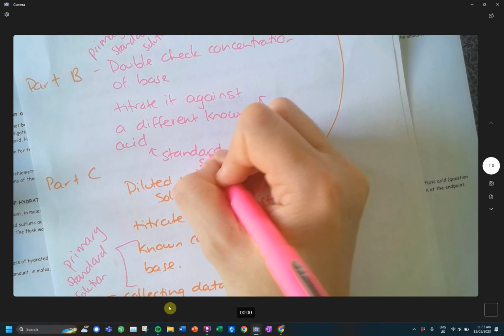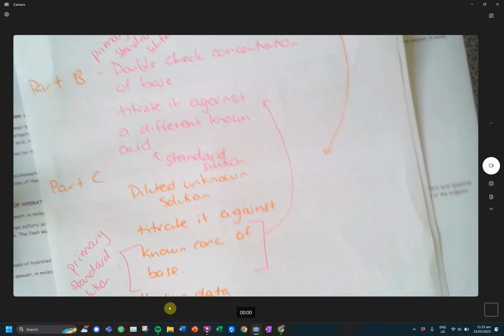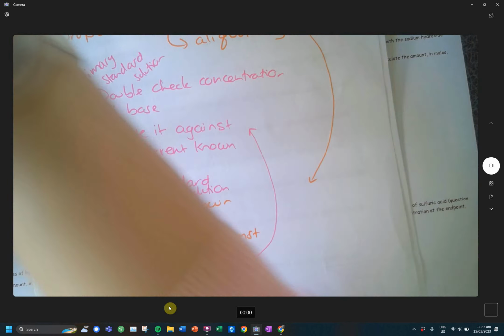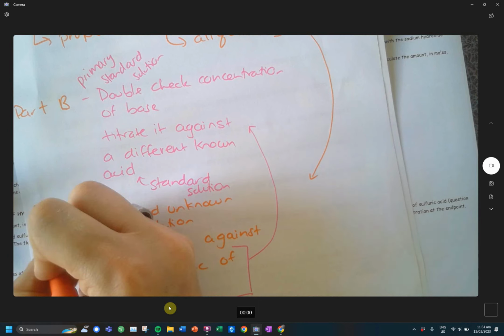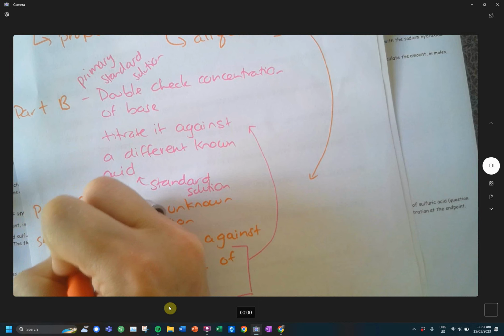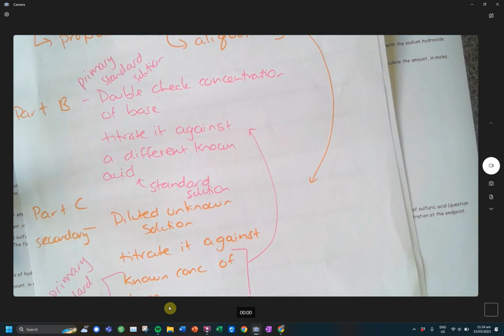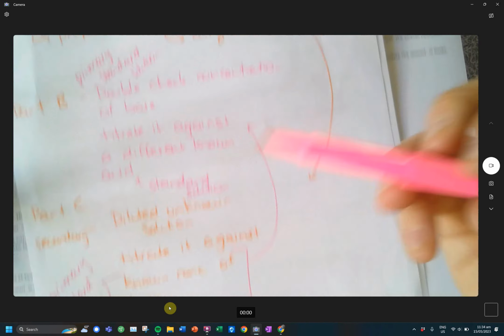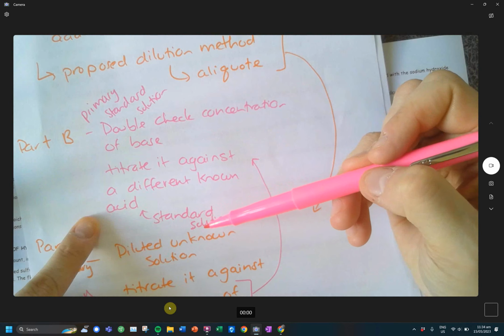This is our first one. So basically, we're just double and triple checking ourselves when it comes to this. Your unknown solution in this case would be called your secondary. Just in case any words pop up and you're not sure what they're referring to. So secondary is what we are trying to solve for. Primary is what we're going to be using, but we need to double check our primary against the standard solution.